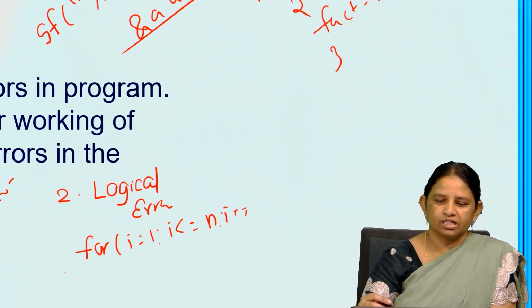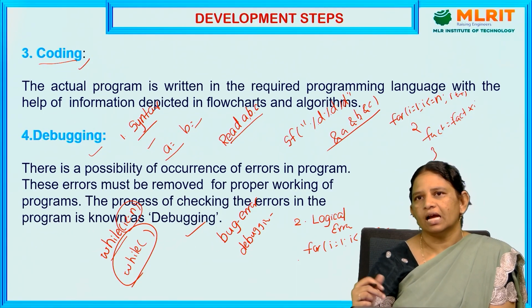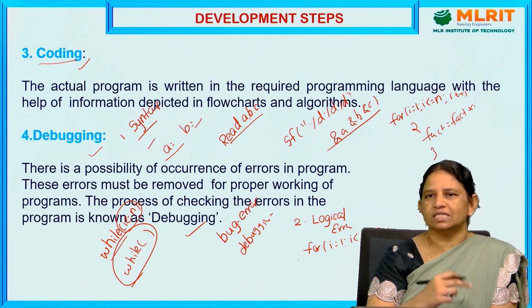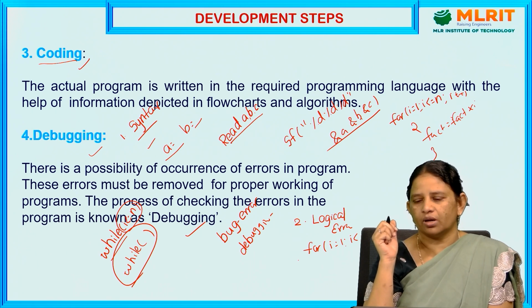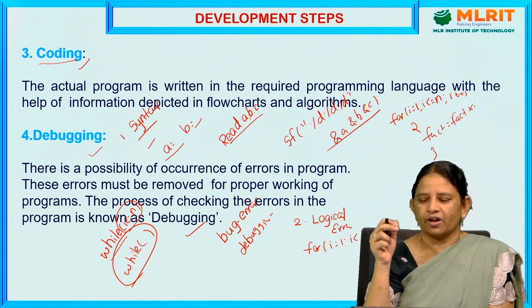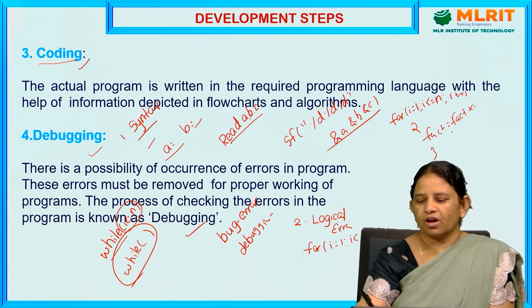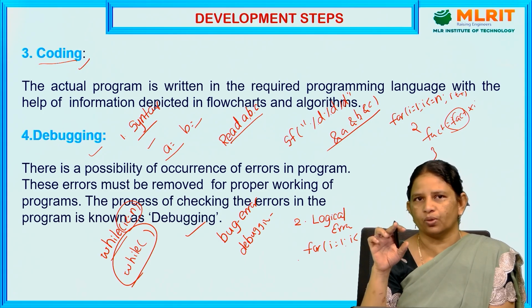If the logic is not followed in the program, then logical errors are generated. If the rules are not followed, syntax errors are generated. What is the logic in factorial of a number? Fact equal to fact into i. So we need to initialize the fact value as 1. If it is not defined, what is the initial value? It is going to be a garbage value. If the logic is not defined correctly in the program, then logical errors are generated.